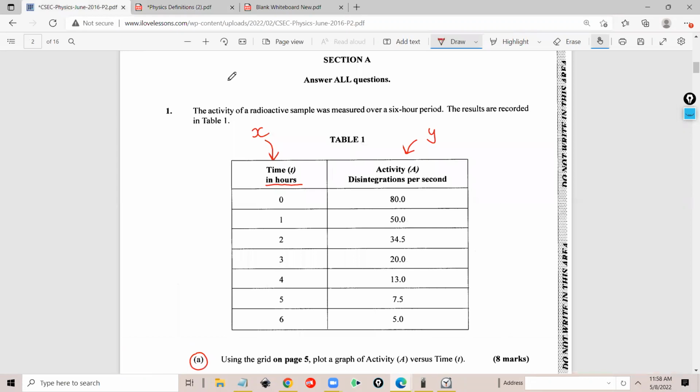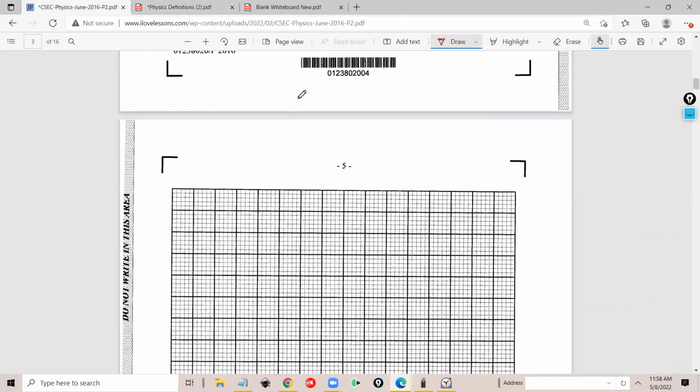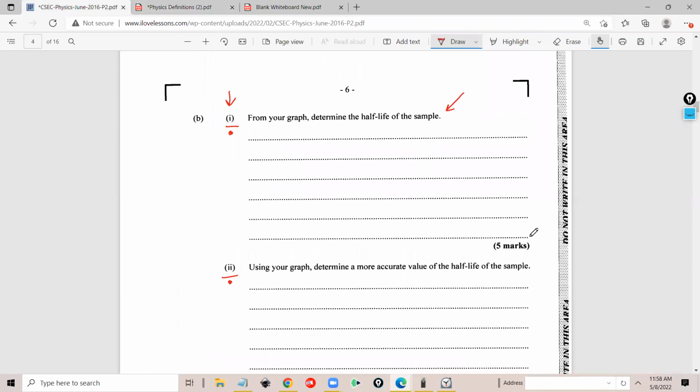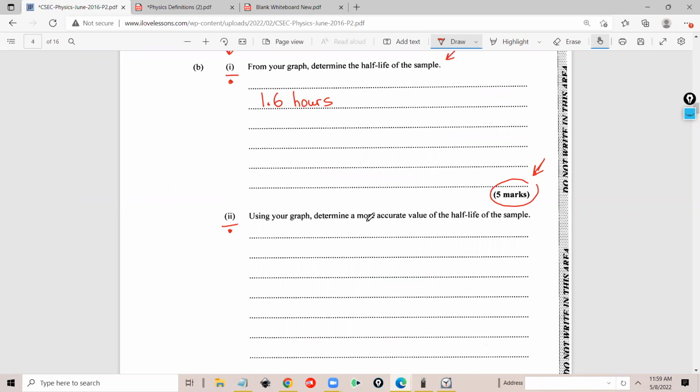So by using one value and one value alone, to be honest, I don't even think that is worth 5 marks. That's overkill. So from using a graph, it's 1.6 hours. A question like this, if I had to give it to you, I wouldn't give you more than 2 marks, but CXC was being generous. So using a graph, determine a more accurate value. What we're going to do is see how many half-lives we can get off the graph and then find the average.